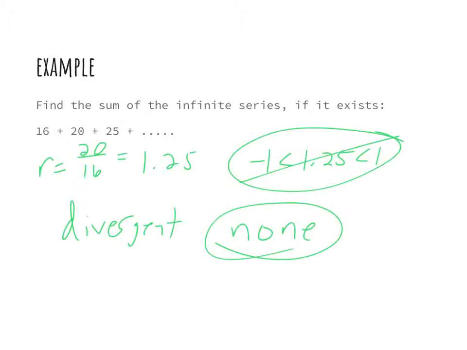First thing you should have done is found r. To do that, you take 20 divided by 16, because that's the second number divided by the first. And 20 divided by 16 gives you 1.25. Now 1.25 does not fall between -1 and 1, so therefore we have a divergent series for this example, and since it is divergent, there is no sum. So again, a reminder for the check-in and the quiz, when it asks for that and we have a divergent series, we are going to write the word none.